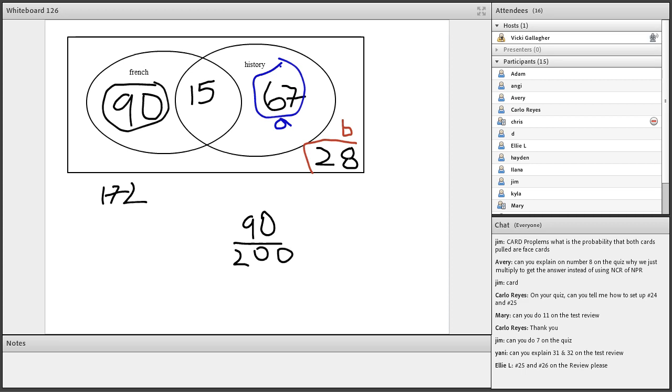And then I can simplify that. I can divide by 10. And so the final answer for part C is 9/20. So that was part C. And that was number 7 on the quiz.